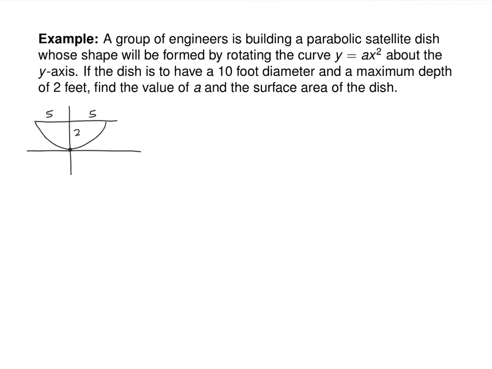So this will be a depth of 2. That means that this point here is over 5 and up 2. And given that information, we can figure out what that a needs to be. So y equals a x squared. So 2 equals a times 5 squared, and therefore a is 2/25. So our parabola is 2/25 x squared.